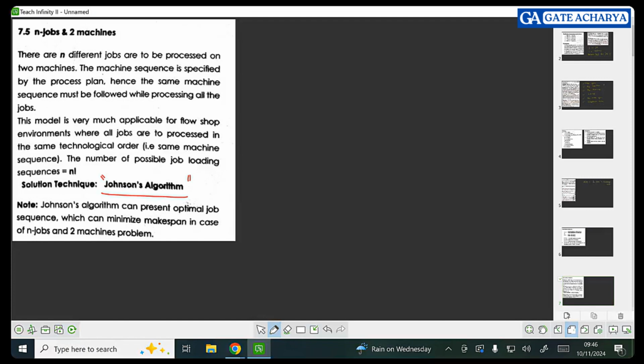Note that Johnson's algorithm can present the optimal job sequence which minimizes the makespan in the case of n jobs, 2 machines. Very important. Sometimes you may get theory questions where Johnson's algorithm is used. Whenever n jobs, 2 machines are there, it will give the optimal sequence and also the makespan is minimum. What is makespan? We have just discussed: the last job leaving the organization or the workshop, the maximum time spent. That will be minimized, and if that is minimized, the production rate increases.